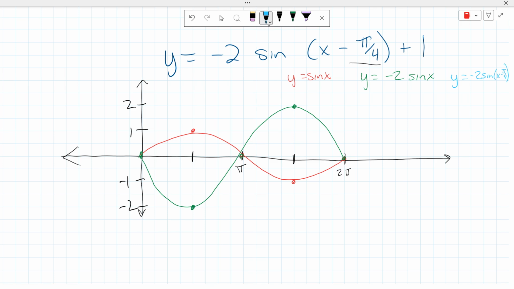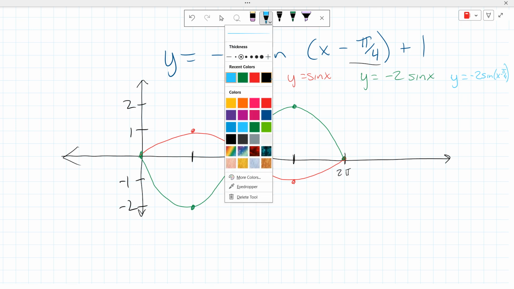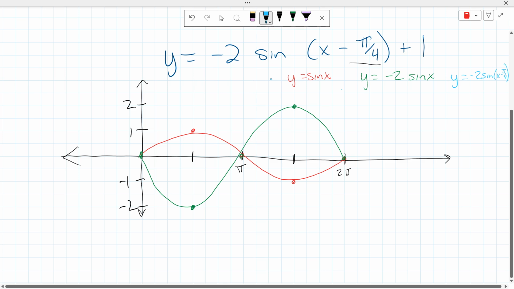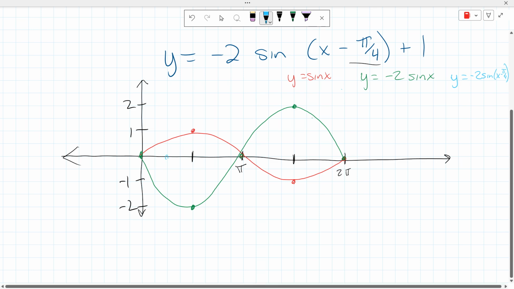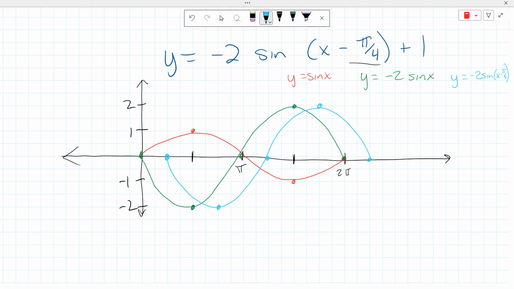Now, if I'm going to move everything minus pi over 4, that's 2 squares to the right. 2 squares to the right, 2 squares to the right. Okay. So the light blue is 2 squares to the right.